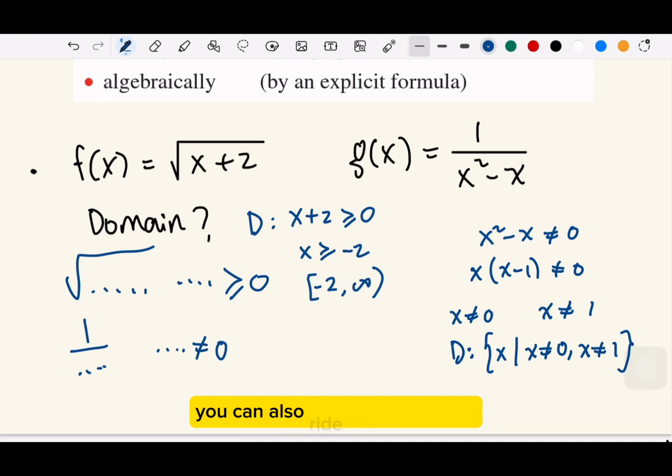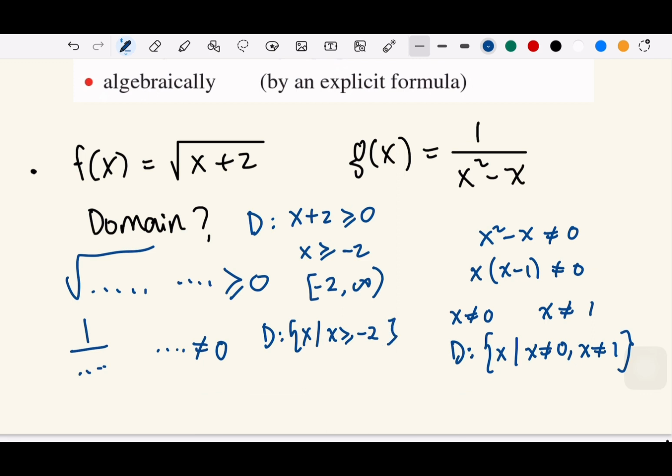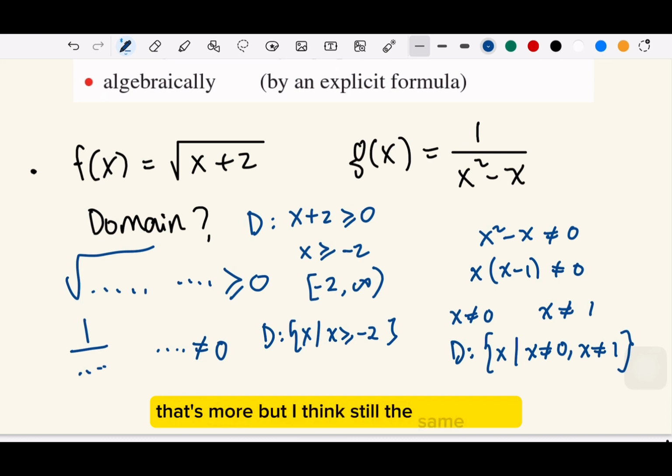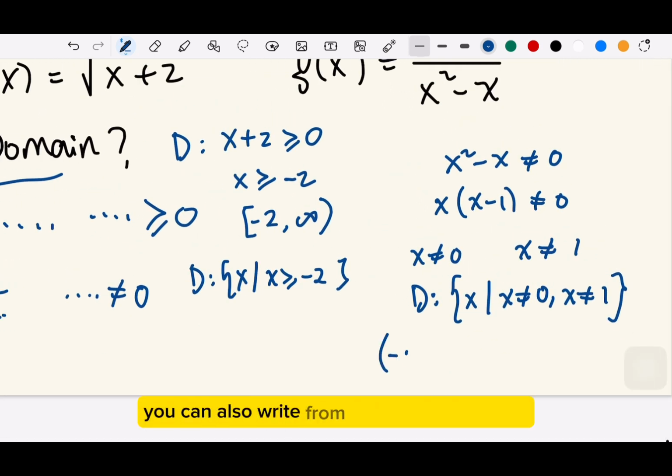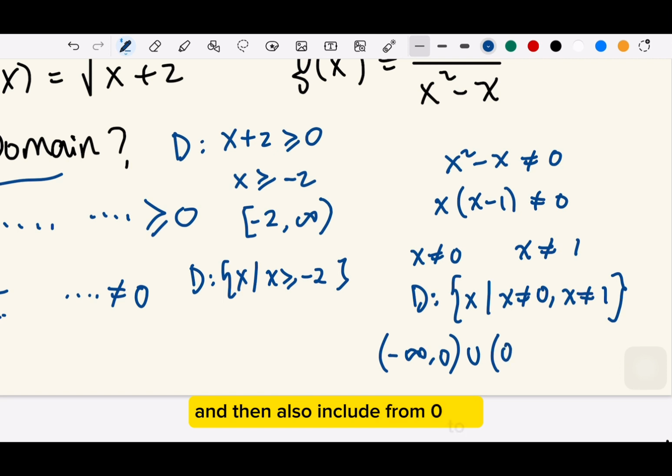The same thing here. You can also write it with that curly bracket. If you want to write it completely, usually before you close the bracket, you can write x is a real number. That's more complex, but I think it's still the same, so I don't force you to write it completely. Or for this one, you can also write from negative infinity to 0, and then also include from 0 to 1, and then also include from 1 to infinity.